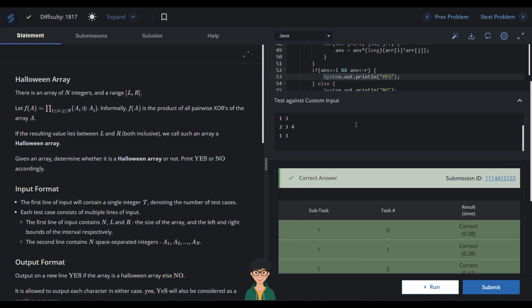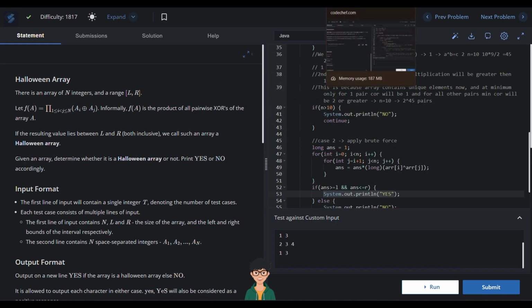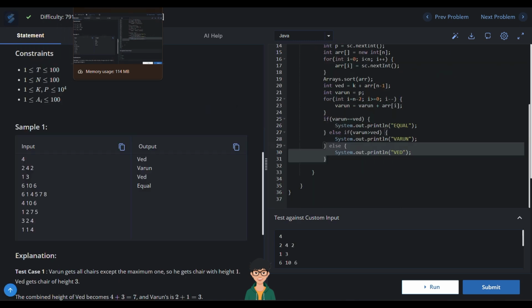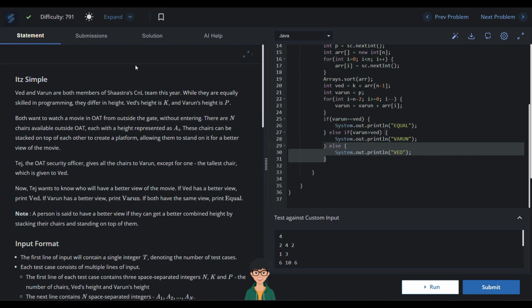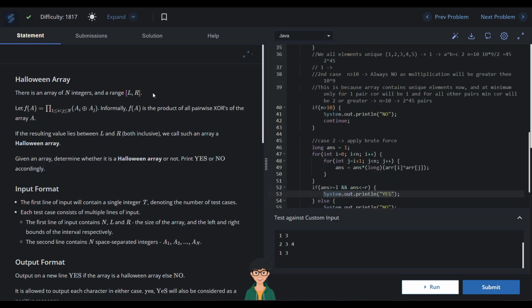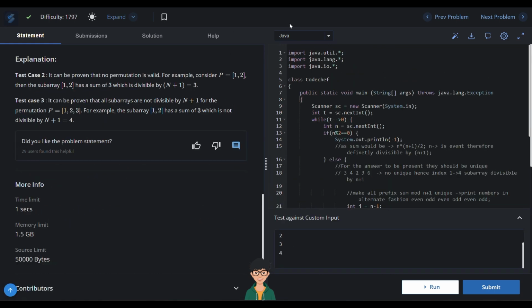Okay, now let's see the next question. We have seen A, the simple swap and flip, then B, swap and flip, then we have seen C, Halloween array. Now let's move on to D.